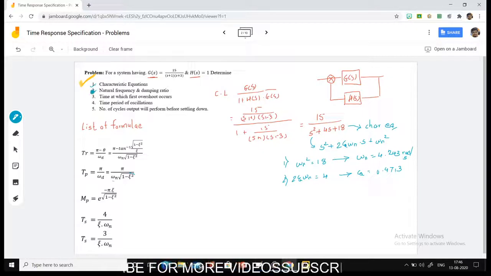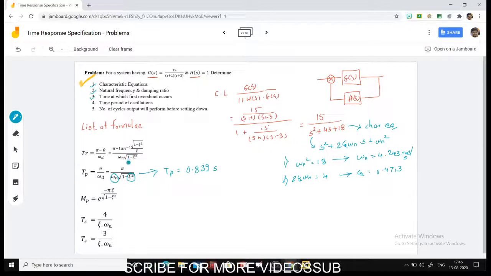The next thing which we want to find is the time at which the first overshoot occurs. The first overshoot is your Mp, and the time associated with Mp is Tp. So basically you have to find this Tp. You know the omega n value, you know the zeta value, you can easily find Tp by substituting both of these values. The answer for Tp will be 0.839 seconds. Don't forget to write units. So this third answer is also done.